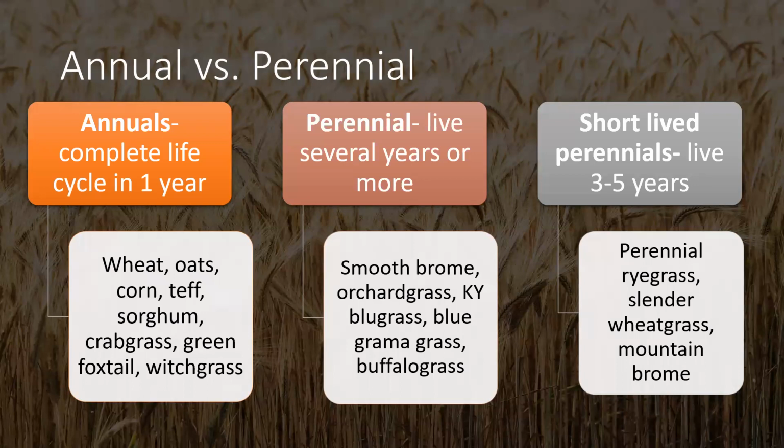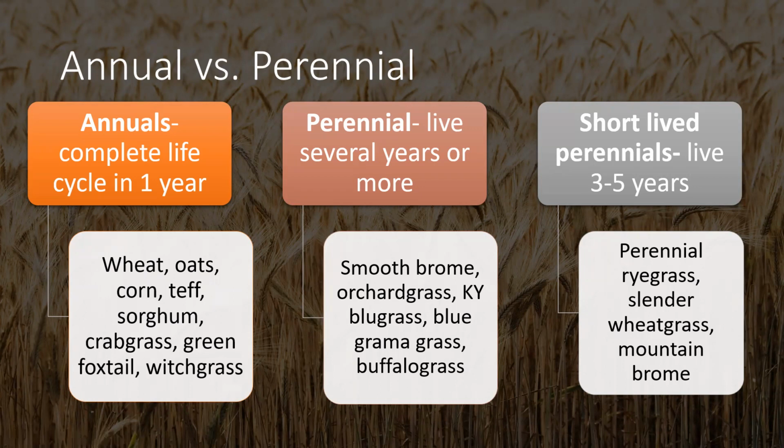So annuals and perennials. We have annual grasses which complete their life cycle in 1 year. Some examples would be wheat, oats, corn, and sorghum. So kind of a lot of common crops there. Teff is a grass we a lot of times use in pasture situations as just a 1 year thing. And then a lot of our weedy grasses that we fight, a lot of them are annual grasses, so just live 1 year.